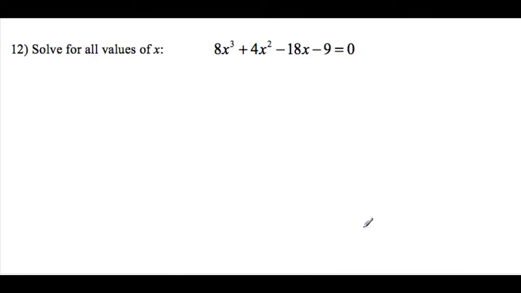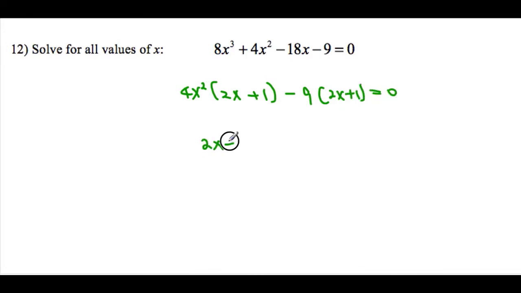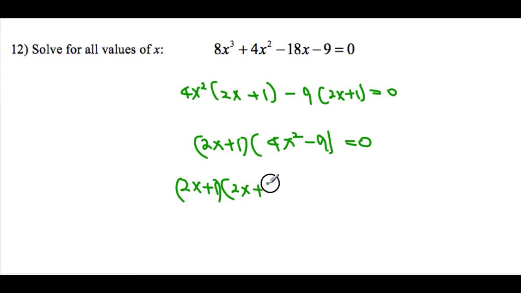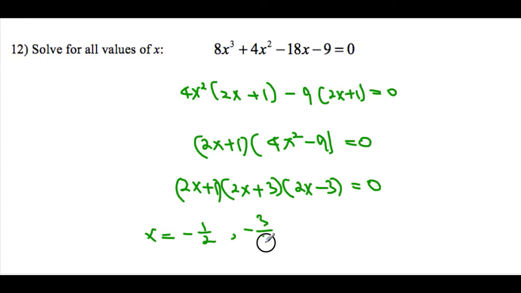Alright, number 12. How are we going to solve for x? So we can factor out 4x squared, then we get 2x plus 1. And factor out 9, then we get 2x plus 1. Factoring out 2x plus 1 from both sides, then we get 4x squared minus 9 equal to 0. So here we get 2x plus 1, then here we get 2x plus 3, 2x minus 3 is equal to 0. Then to make this one equal, x has to be equal to negative 1/2, here we see that. Here we get negative 3 over 2, and here we get positive 3 over 2. So we have 3 answers given.